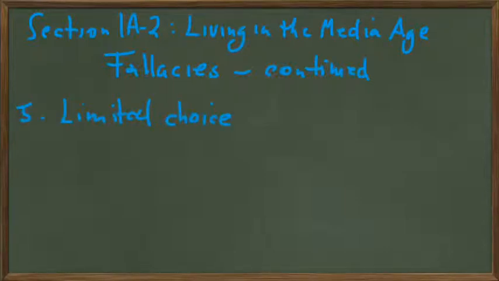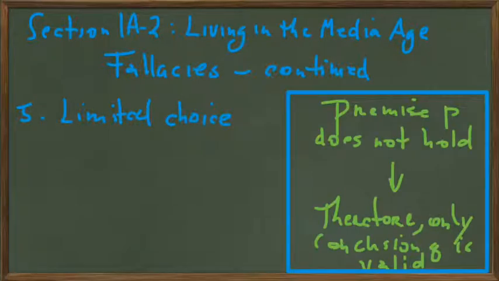So the 5th type of fallacy we look at is called the limited choice. The structure of the limited choice is this. We are told that a certain premise does not hold, and we are told that the claim or conclusion Q is the only claim that we can make. Let's see this in action.